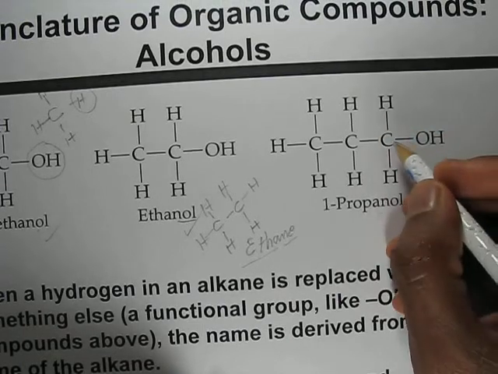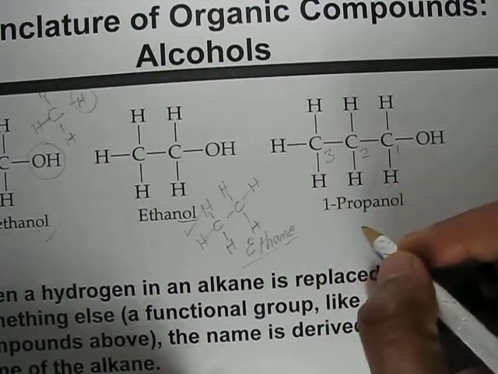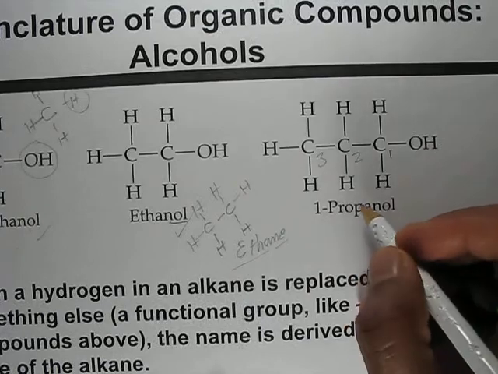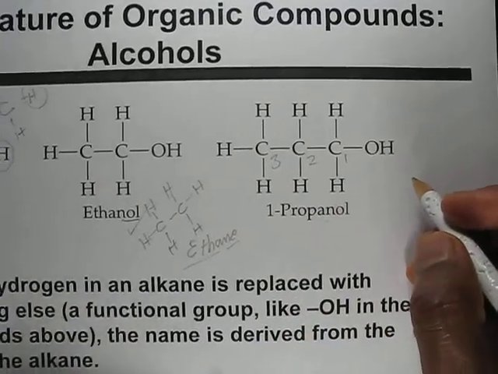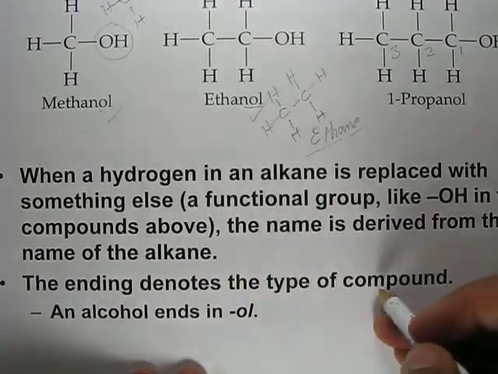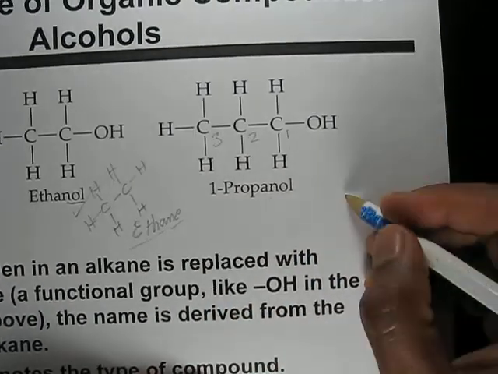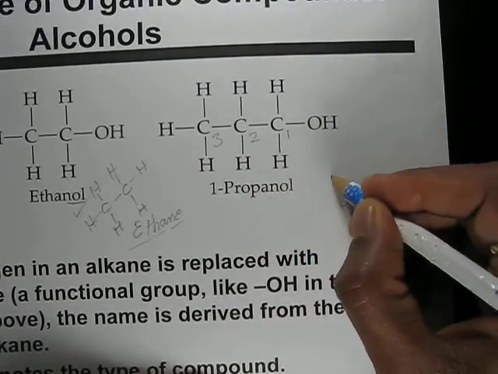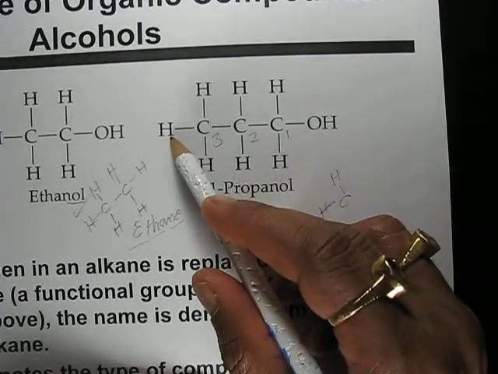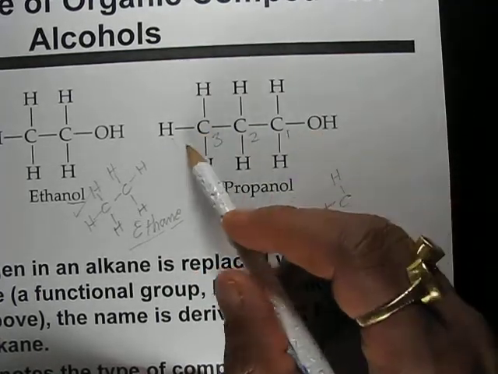Why 1? Because the OH group is at position 1, with carbons 1, 2, 3. There are 3 carbons and the OH group is attached to the first carbon, that is why we put 1-propanol. So the ending denotes the type of compound: alcohol ends in ol. Here is one more example. If we attach the OH on the third carbon, it does not become 3-propanol, because we have to start numbering from this side.